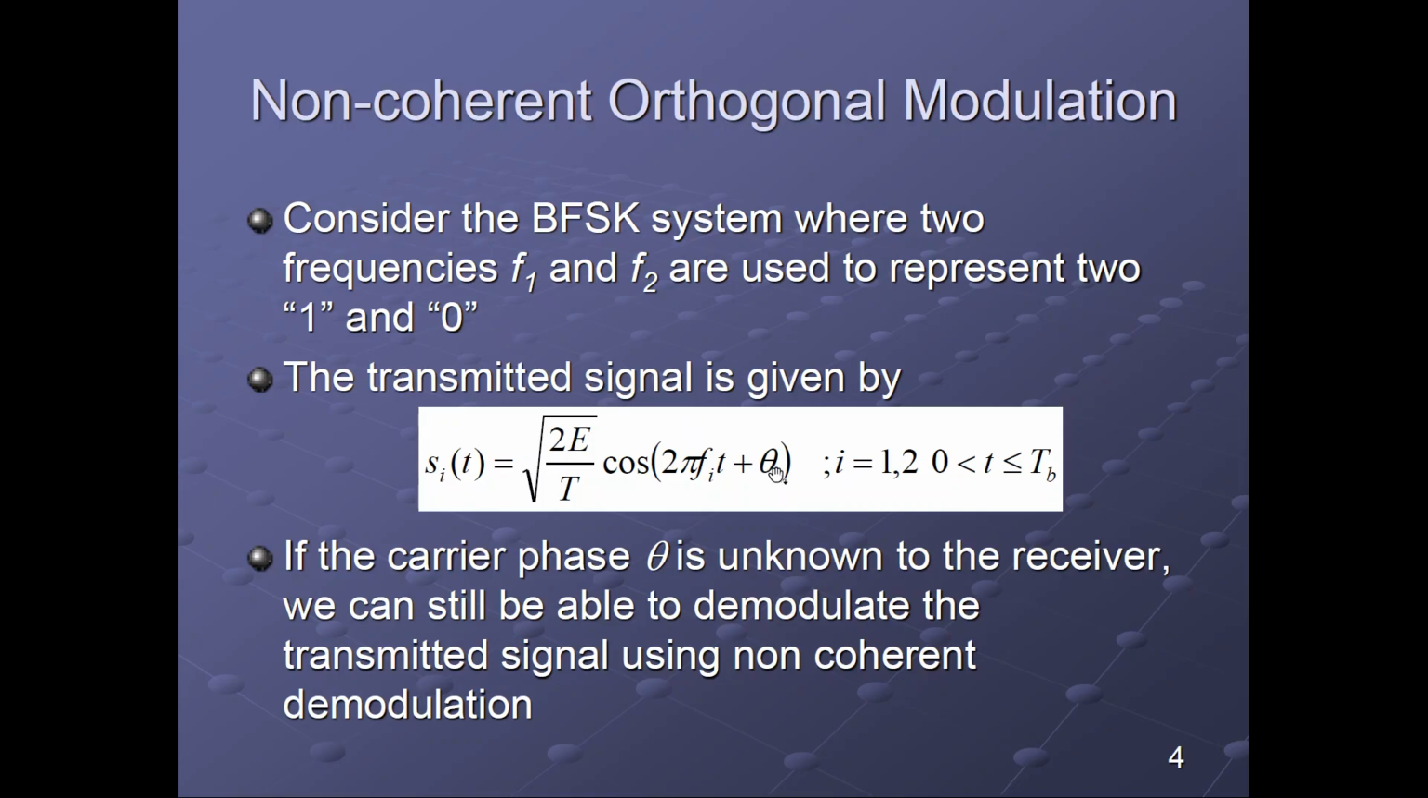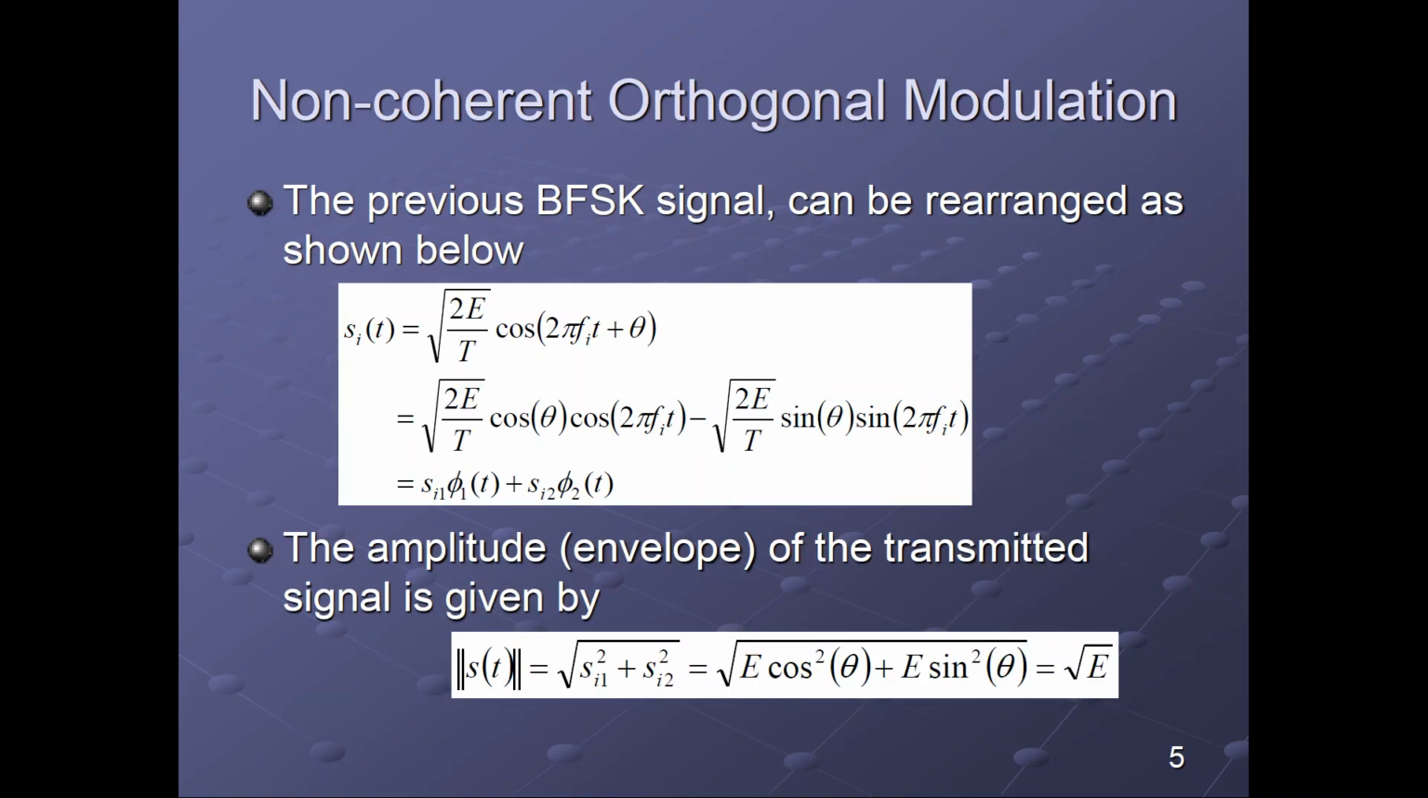The transmitted signal is given by psi_i(t) = square root of 2E over T cosine(2 pi f_i t + theta). This is the frequency, this is the phase, and this is the amplitude of your carrier, for i equal to 1 and 2, and the duration from 0 to T_B. If the carrier phase theta is unknown to the receiver, we can still demodulate the transmitted signal using non-coherent demodulation. This is the beauty of non-coherent demodulation. You don't need to know the phase theta. Theta can be any random value.